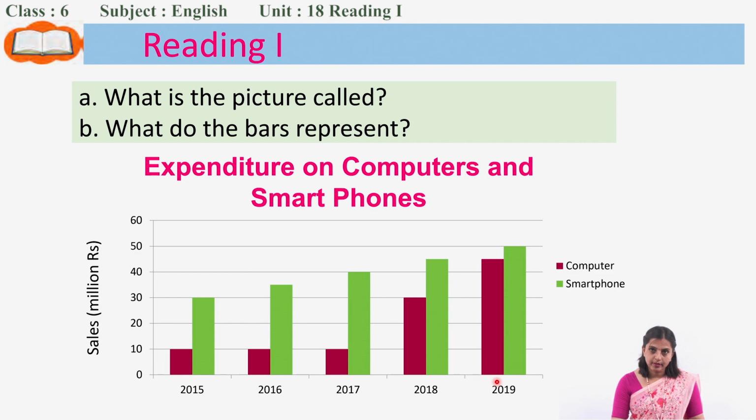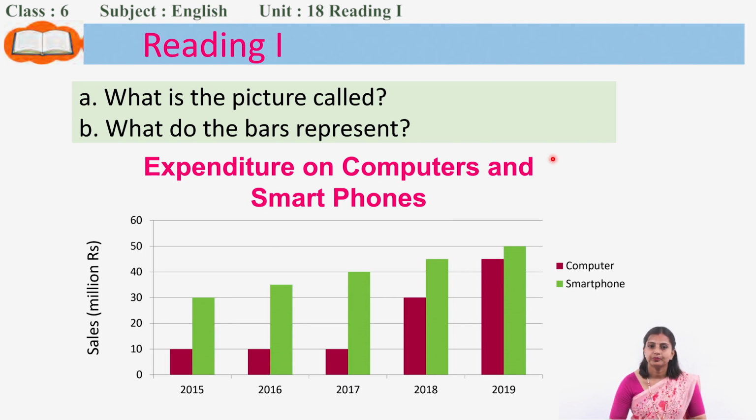The vertical line is for sales and this horizontal line is for what? Yes, for the years, for the time: 2015, 2016, 2017, 18 and 19. Before we actually begin Reading 1, go to the text. First of all, let us see this chart and just quickly tell me, which year has got the highest sales on computers and smartphones?